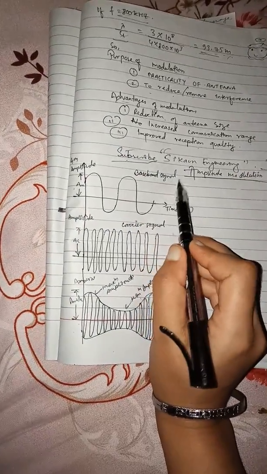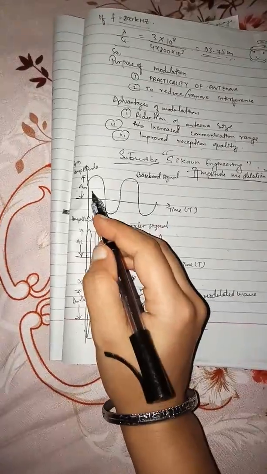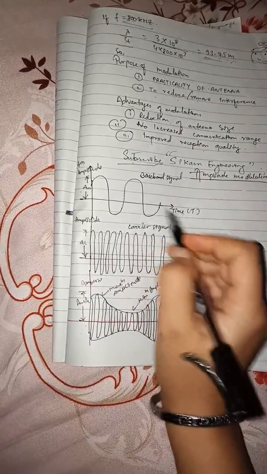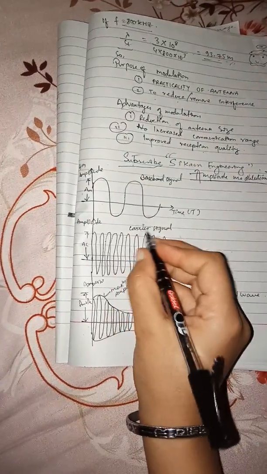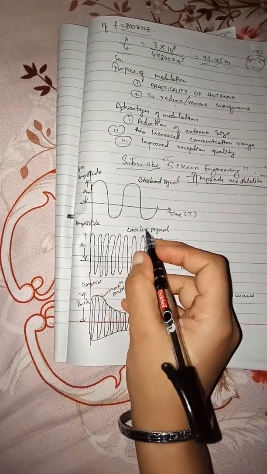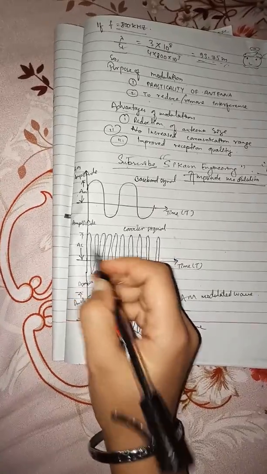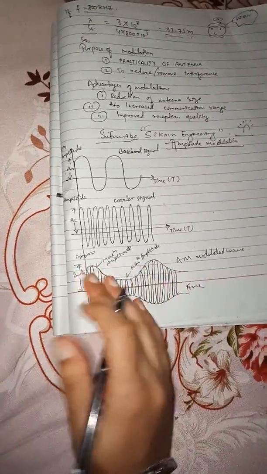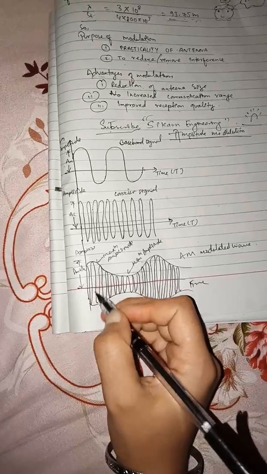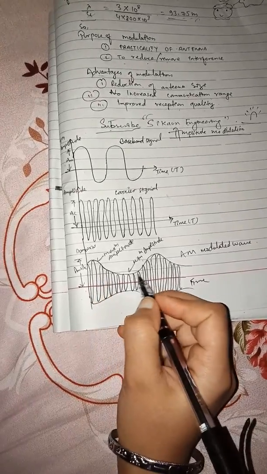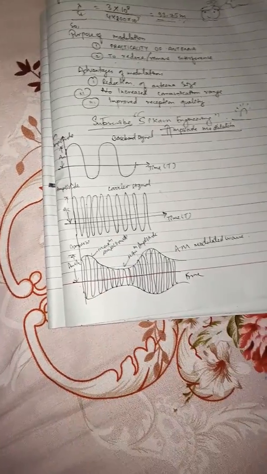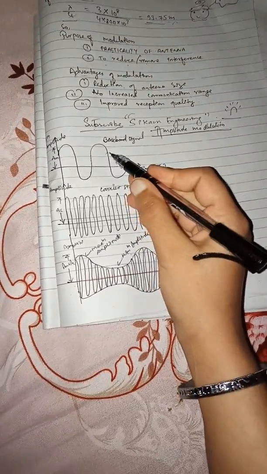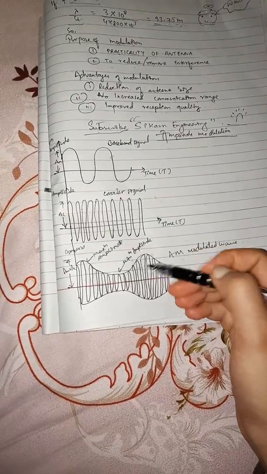This is a baseband signal, or the message signal. It has time on its x-axis, amplitude on its y-axis, and Am is its amplitude. Now this is the carrier signal, a high frequency signal. Its amplitude is Ac, and after modulation it will look like this. Here the amplitude of the carrier signal is changed by this baseband or message signal, so it's called amplitude modulation.